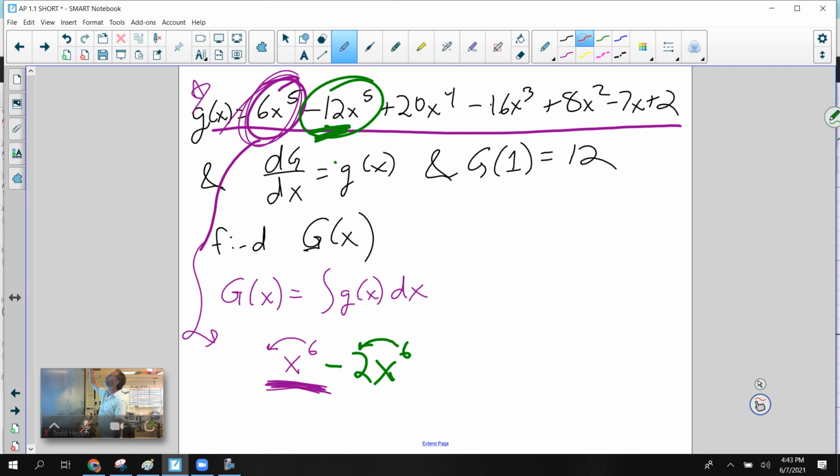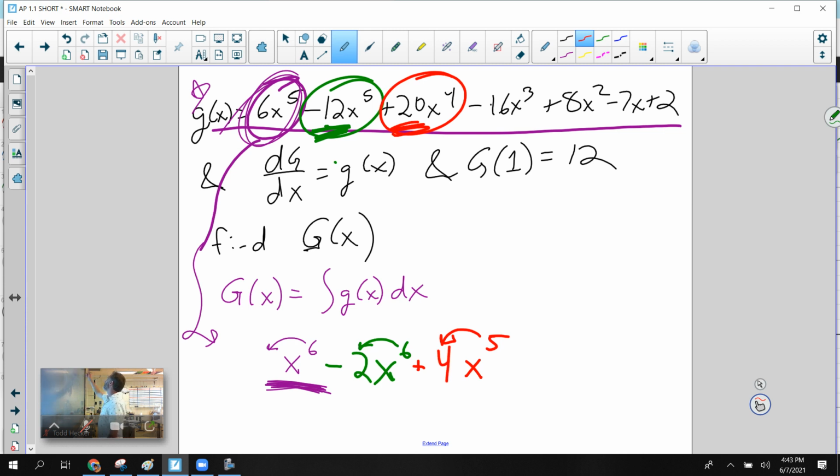All right, let's do another one. Plus 20x to the 4th. So before I took my derivative, it must have been x to the 5th. And then 5 times what gives me 20? Oh, that must be 4.